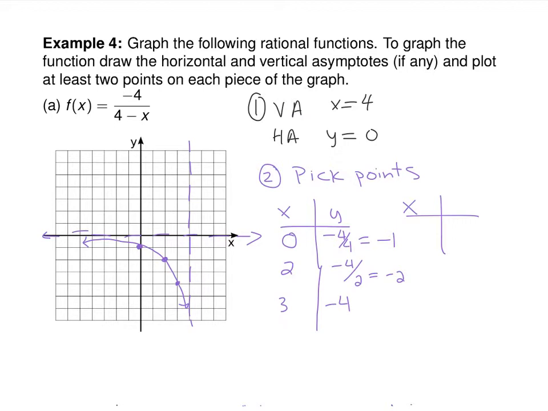Now next, pick some points on the right of 4. So what's a good, you can't pick 4 itself, right? Because 4 will make the denominator 0. 5, yeah, 5's a good number. Plug in 5. So x is 5, y is negative 4 divided by what? Negative 1, so that will be positive 4. So over 5, up 4.